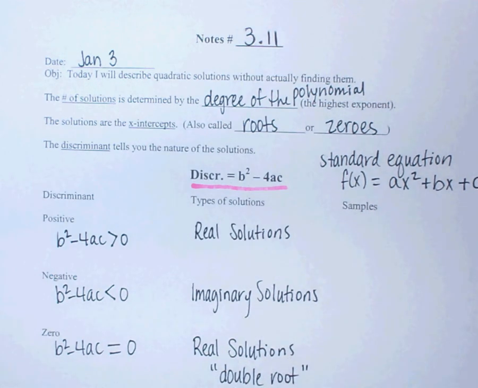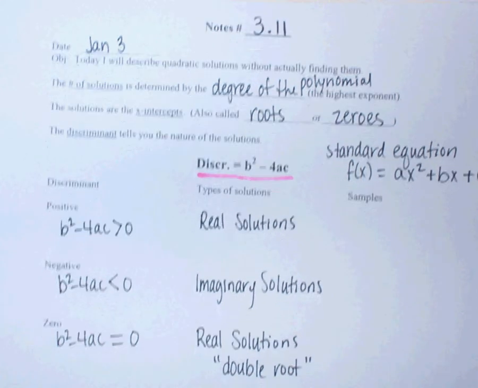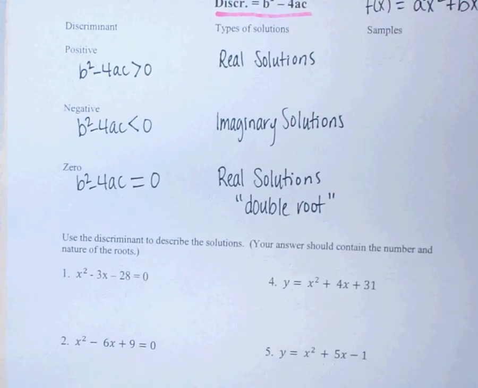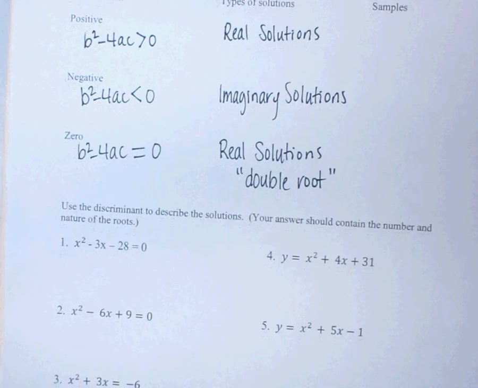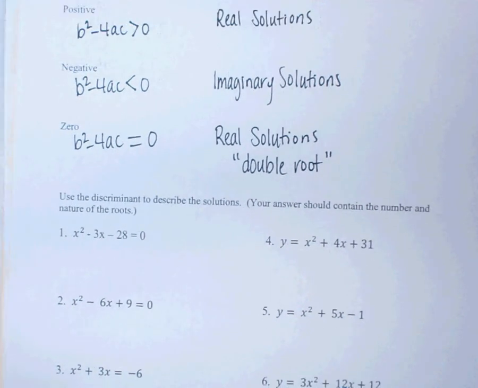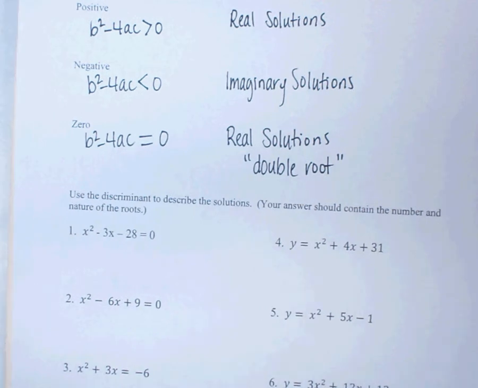Okay, so let's work some problems out. Okay, so it says use the discriminant to describe the solutions. It says your answer should contain the number and the nature of the roots. Okay, so what we're going to do first is write down what a, b, and c equal.